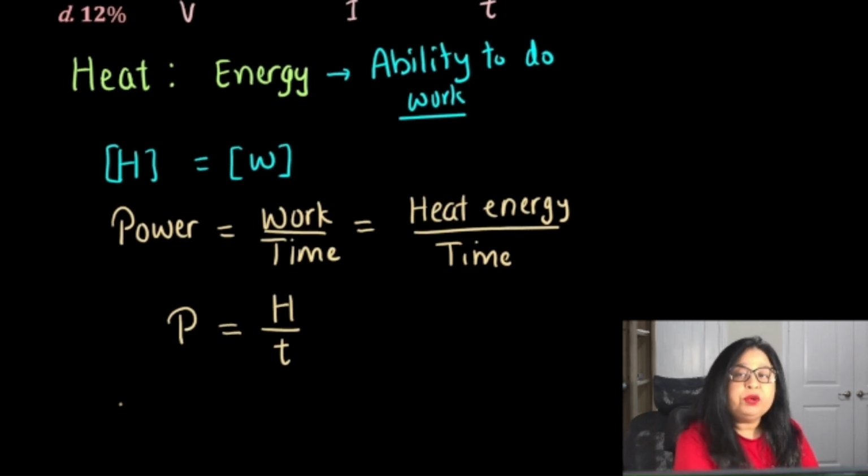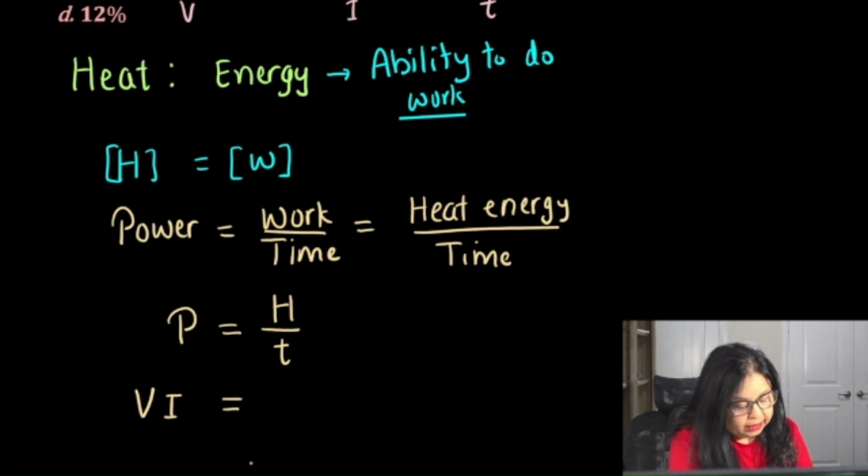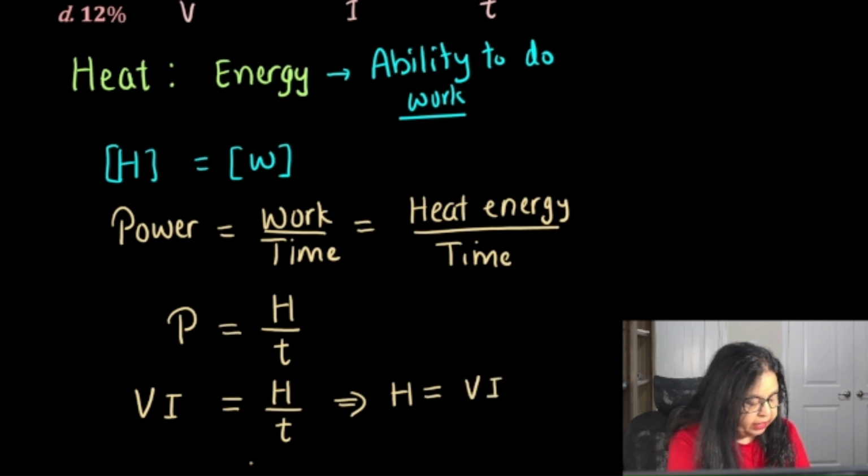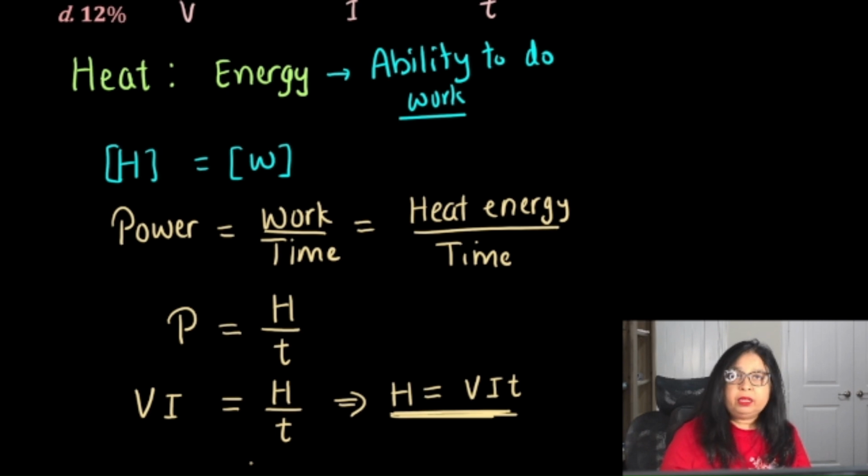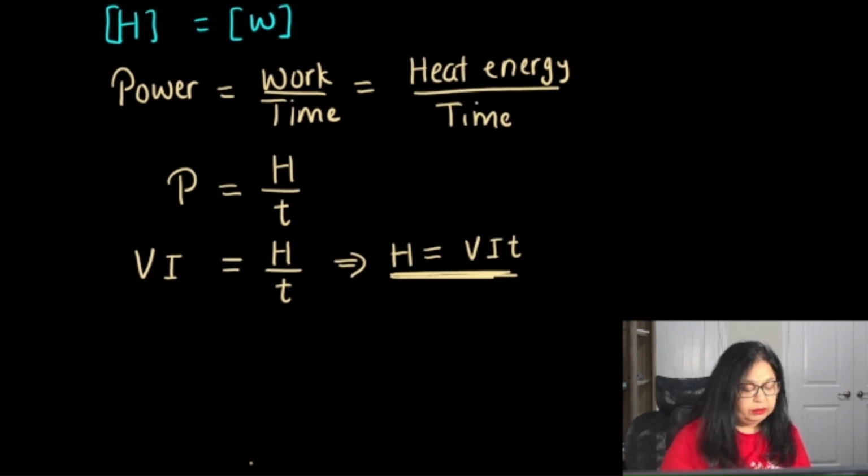Now in case of electrical circuits, power is defined as voltage times current. So voltage times current, that equals H, the heat divided by time. Upon rearranging this equation, you can see that H equals VIT. Using this equation, we can very easily figure out what is the percentage error in the heat energy dissipated.